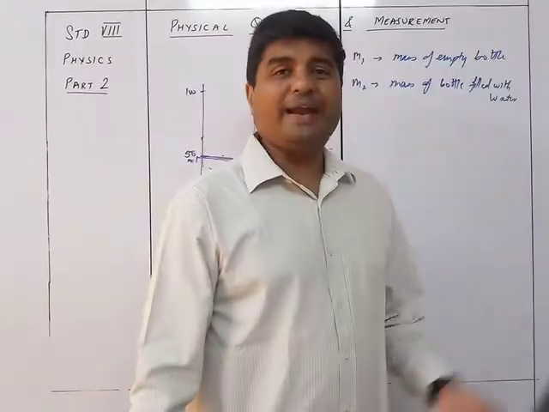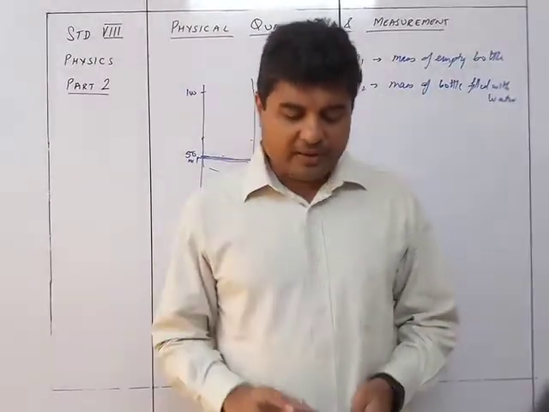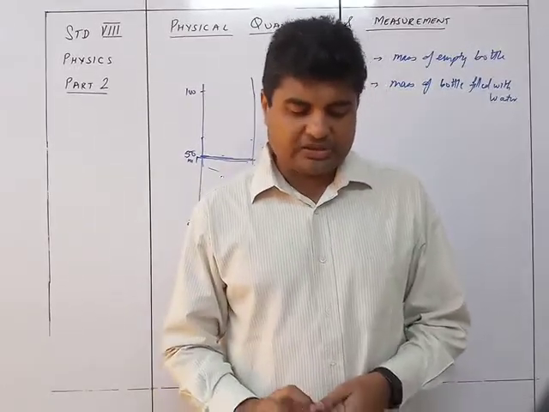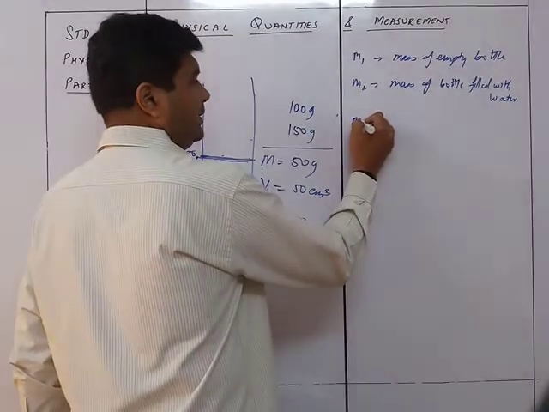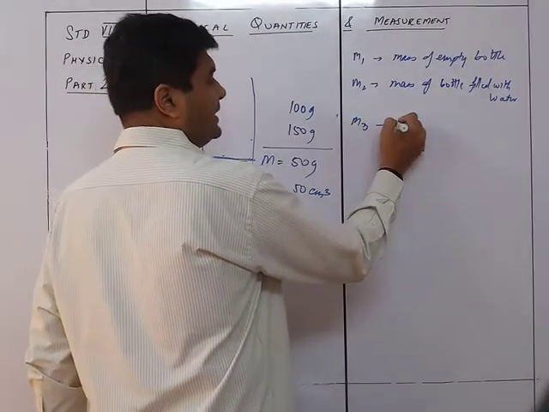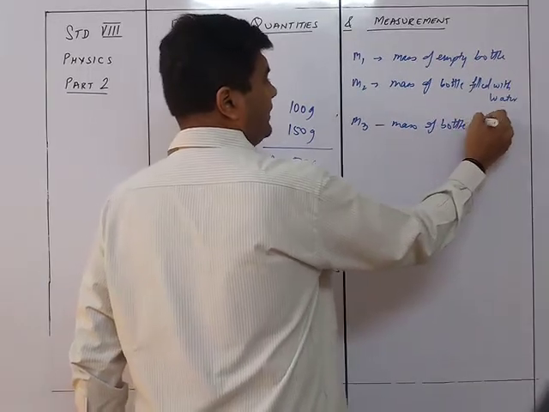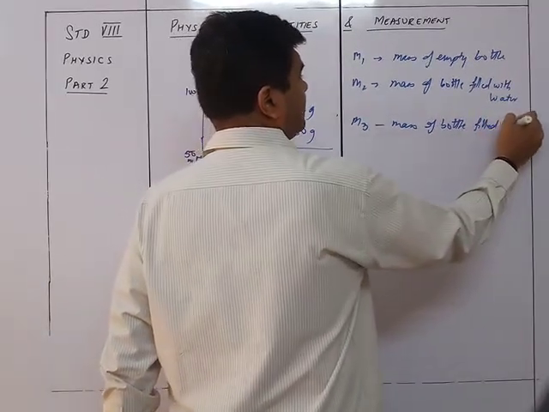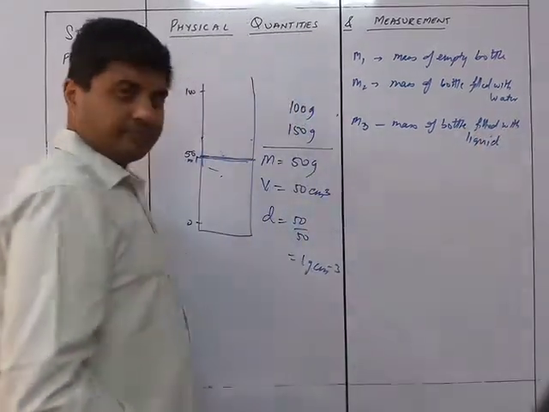Then what do you do? Again empty the bottle and dry it. Now fill the bottle with the given liquid, replace the stopper, wipe from outside, and measure the mass again, that is M3. So M3 will be the mass of the bottle filled with liquid, whose density we have to find.